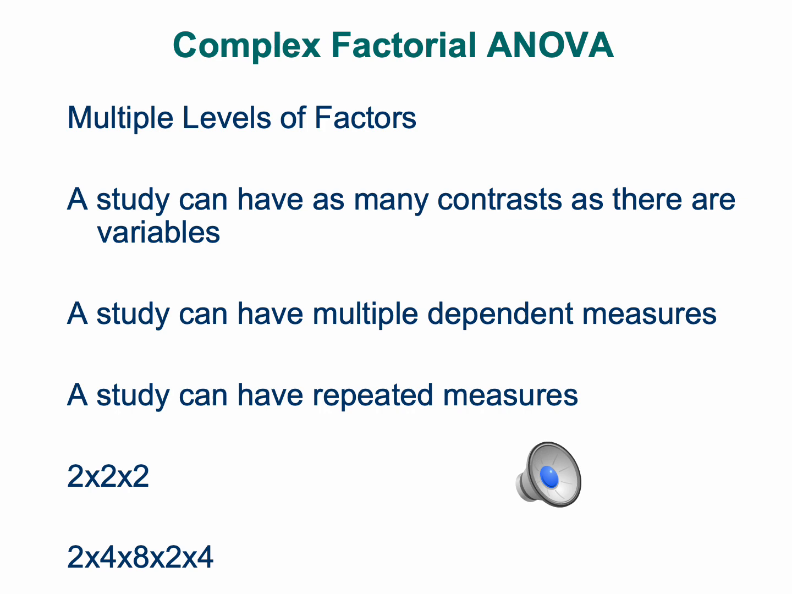be. So for every one of these multiplications, you're going to have that many interactions that you have to deal with. And as you can see, when you get to 2 by 4 by 8 by 2 by 4, you've got a lot of cells in your study.